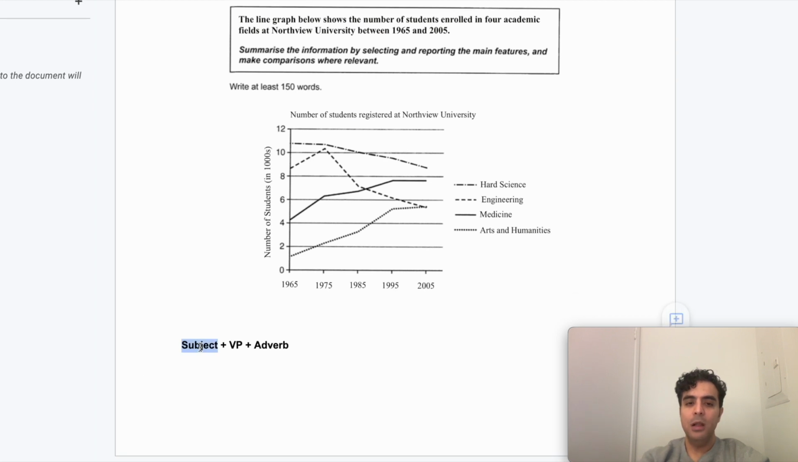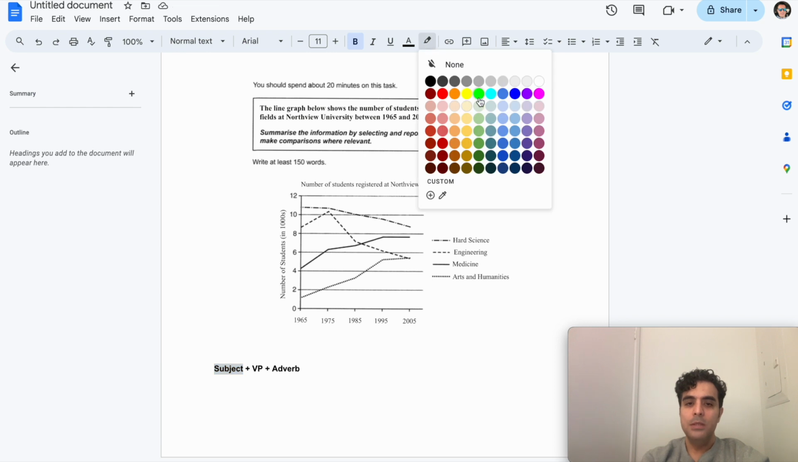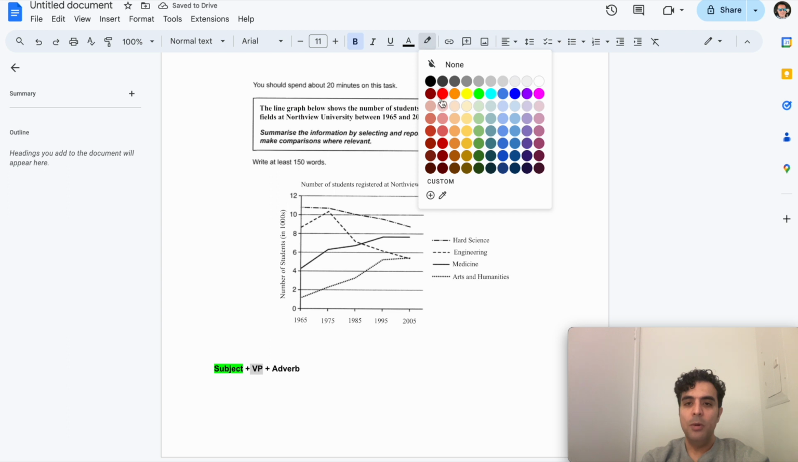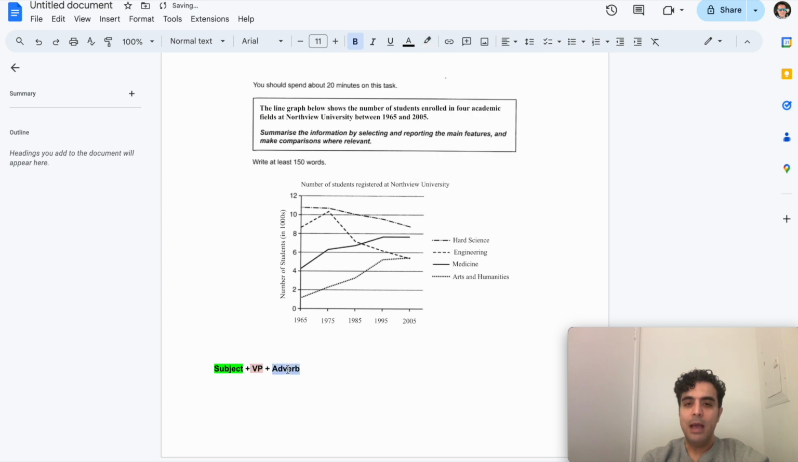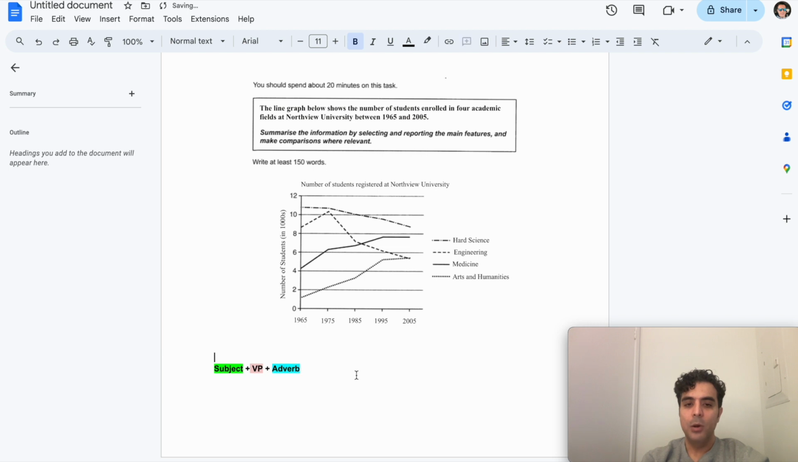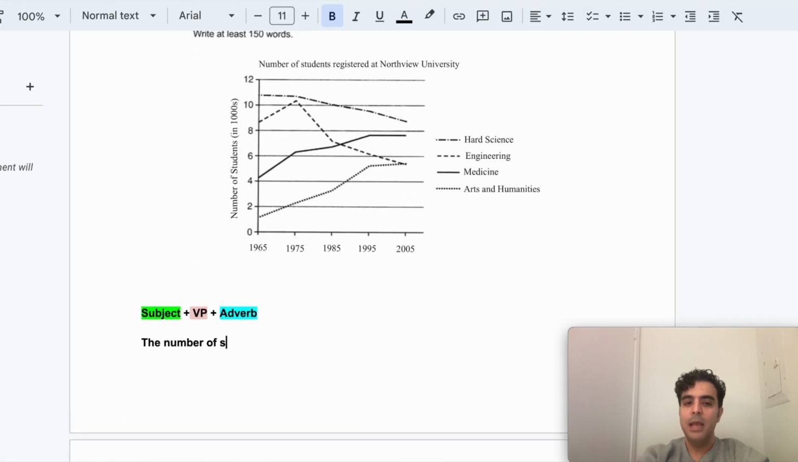And we're going to use the color coding again, because I know this is going to be helpful to many of you out there. So verb phrase, and then the adverb will be coded as well. Okay, so let's do this step by step. The subject is the number of students. Remember the NP core, we previously identified it. And so we're going to say the number of students.